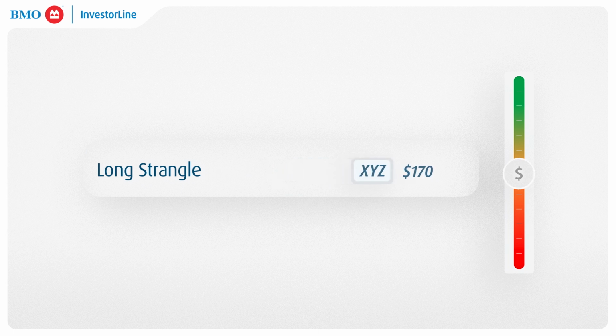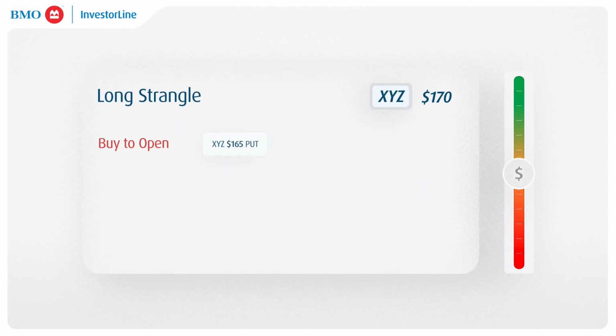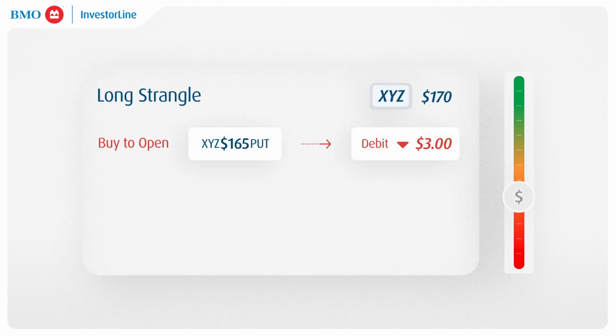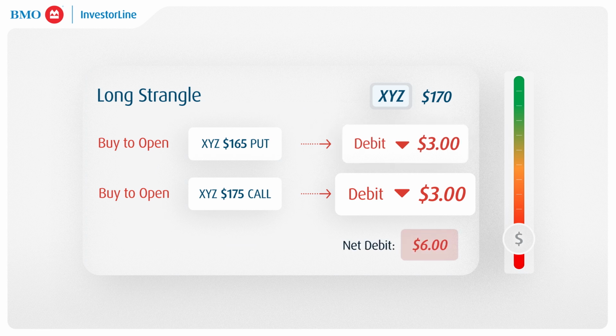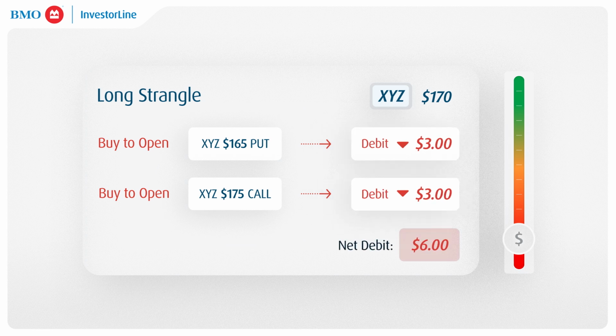the direction. To create a long strangle, you might consider buying a put option with a strike price below the current price at $165 and simultaneously buying a call option with a strike price higher than the current price at $175. If the cost of each option is $3, this results in a net debit of $6, which would be the maximum risk.